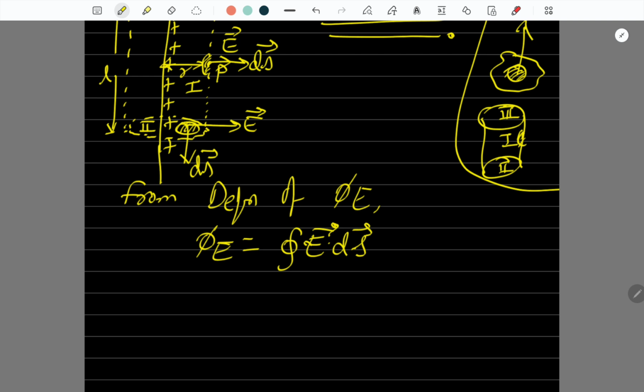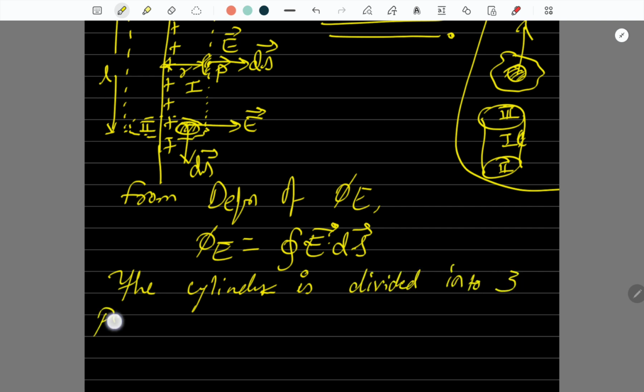Okay. After writing the definition, obviously there are three parts here. So we'll write: the cylinder is divided into three parts as shown above. Okay, that will be clear.